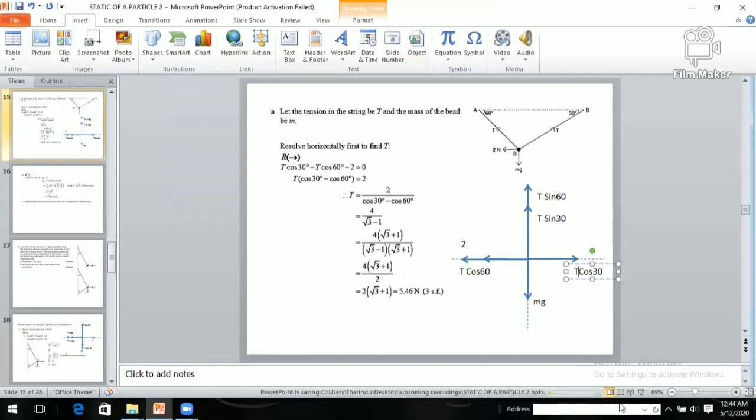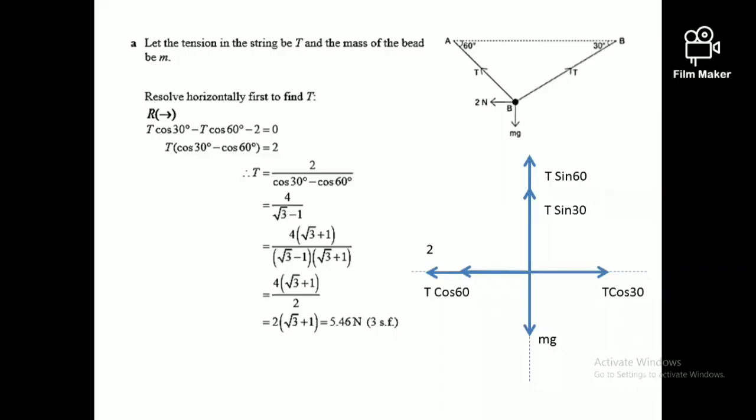Then back to the question. T cos 30. And here, this angle is 60, this one also 60. So this component becomes T cos 60 and this will become T sin 60. From here, T sin 30. If you consider the horizontal equilibrium, what can you say? Considering this side, T cos 30 minus T cos 60 minus 2 equals 0. I have considered this side as positive, therefore this is plus, these two are negative. It equals 0 since it's in equilibrium.